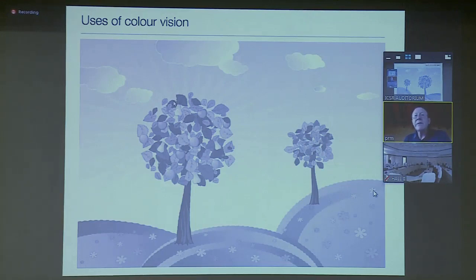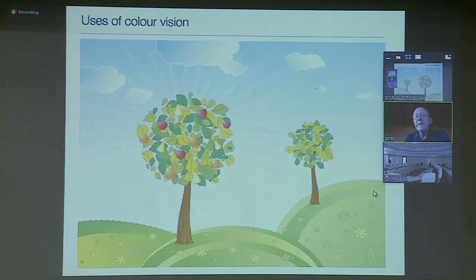So let's have a look at a scene. It's rendered here in grayscale, so there are no color differences, and you recognize it instantly. It's only a drawing, but you would say, well, there are two trees in this scene. So now let's add a chromatic signal to that image. Now we can quite quickly see that this tree here might be a more attractive object if you were looking for fruit than this tree over here.